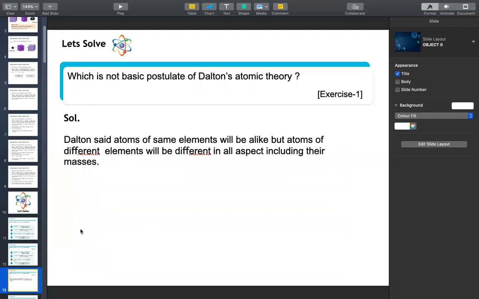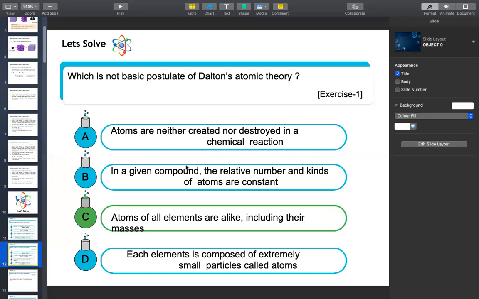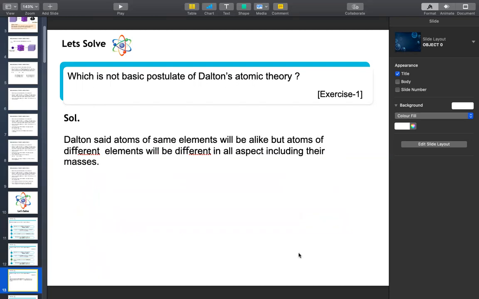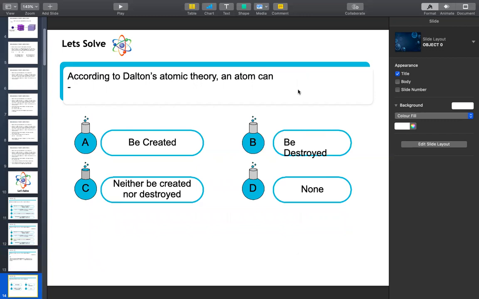John Dalton said atoms of the same element will be alike, but atoms of different elements will be different in all aspects. Can you go back to the previous slide? Isn't that the same thing? He said all elements, that is wrong now. He didn't say all elements are the same. Okay, next.